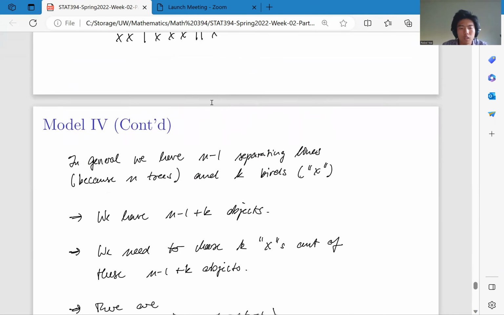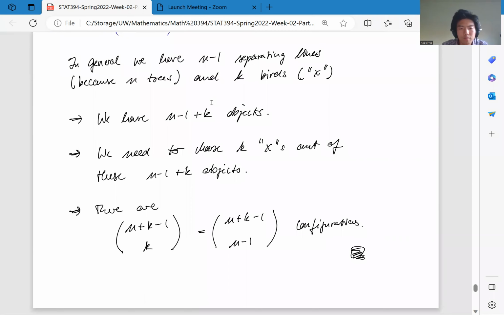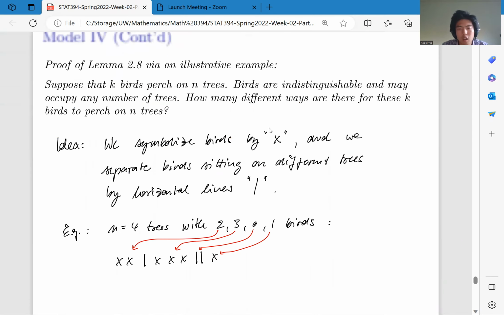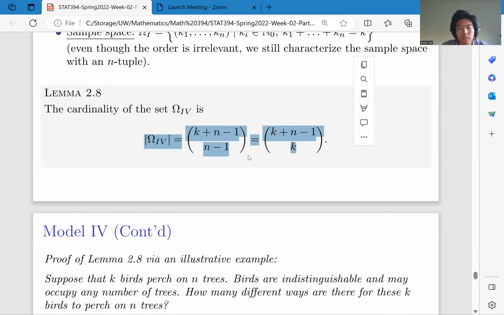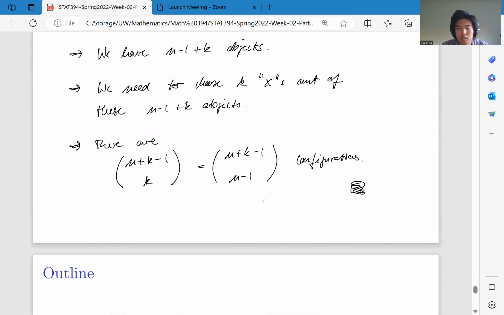So this means we only need to choose the k x's out of these n minus 1 plus k objects. This is exactly the same as choosing k out of n minus 1 plus k, which is exactly our formula here. So the cardinality of the fourth model's sample space is k plus n minus 1 choose k. So this is solved.